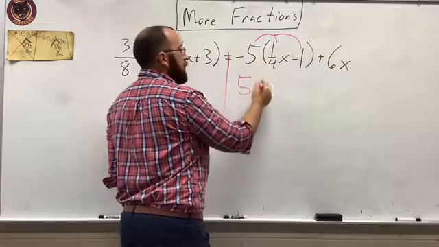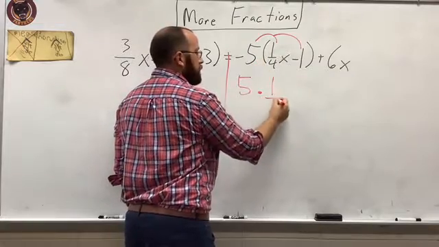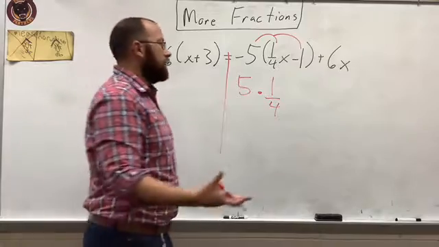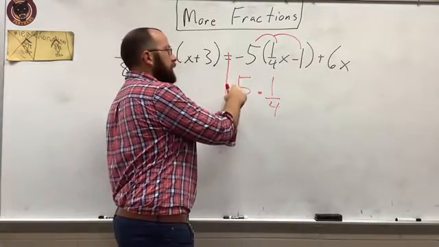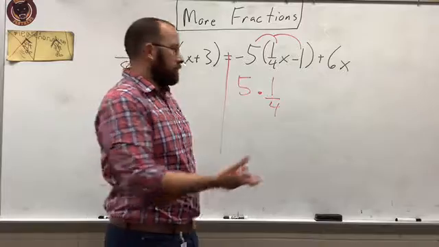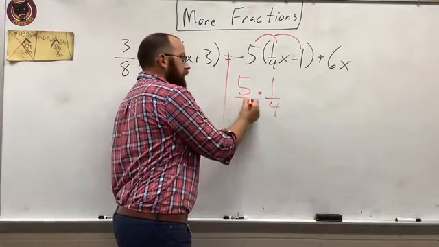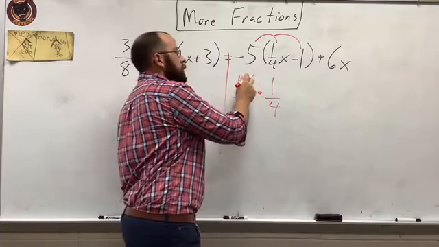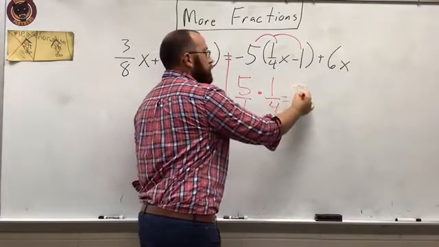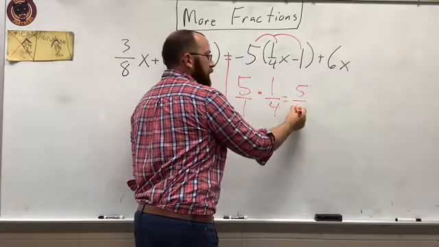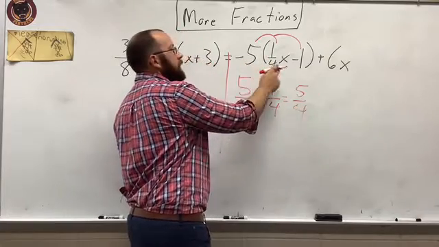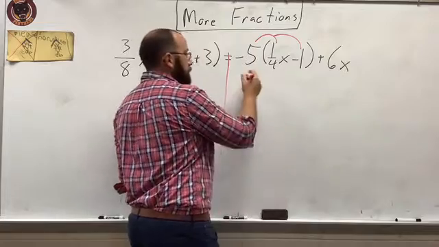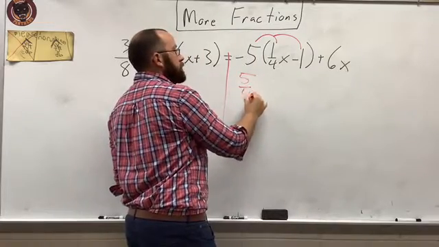So this gives me 5 times 1/4, right? When you multiply a fraction by a whole number, anytime you have a whole number like 5, it's actually saying that's over 1. So you multiply across the top, and that gives you 5. You multiply across the bottom, and that gives you 4. So 5 times 1/4 gives you 5/4. So we can rewrite that as 5/4 x.